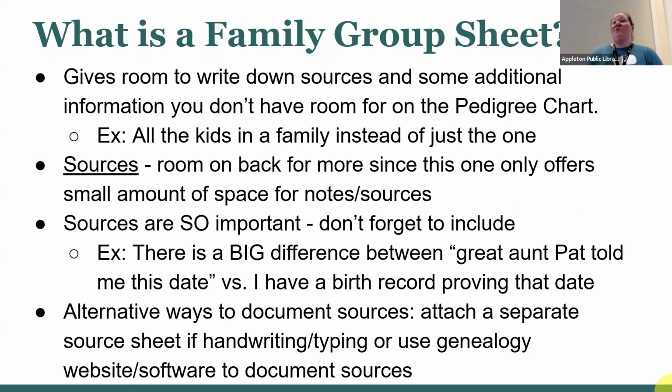Also on the family group sheet, what's great about it is it gives you a little bit more room to write down some sources, some additional details that you don't have room for in that pedigree chart. So like I talked about filling in the dash on your ancestors, you can put more of the dash stuff on this family group sheet. And it's going to list all the kids in a family instead of just the one that is descending.